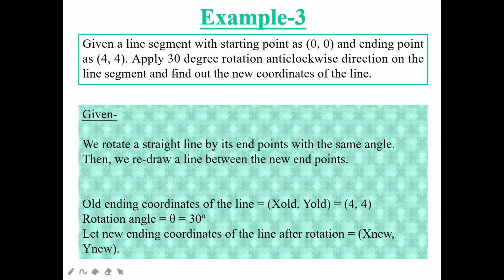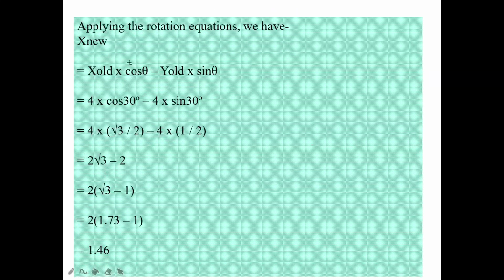So what is the question? What are you going to find out? You have to find out the new coordinate of the line, which you can denote as x new comma y new. After rotation, this will be the new value. These things are given. Now let's see how we are going to do it. First I have to calculate x new, then I will calculate y new. For my x new value, if I apply the rotational equation, what is the equation?